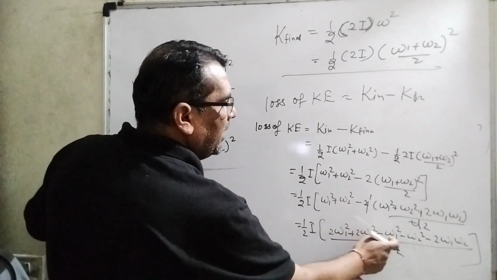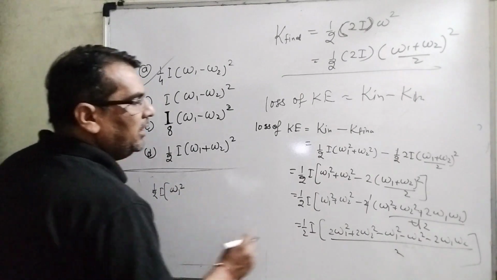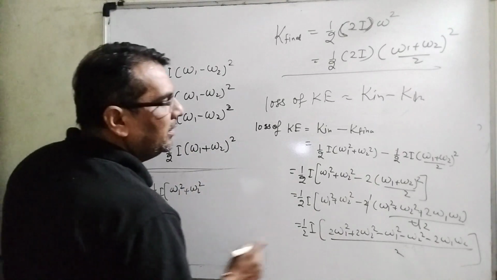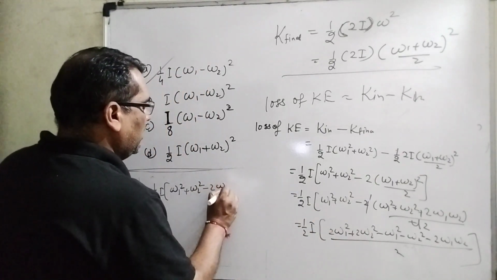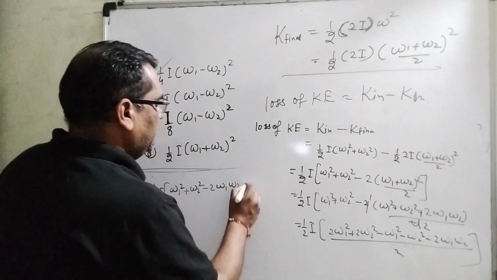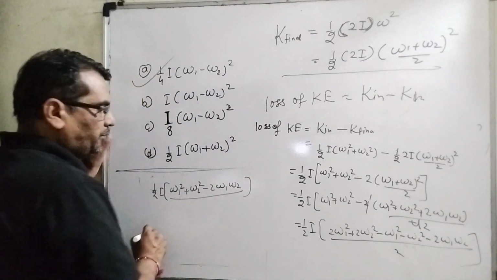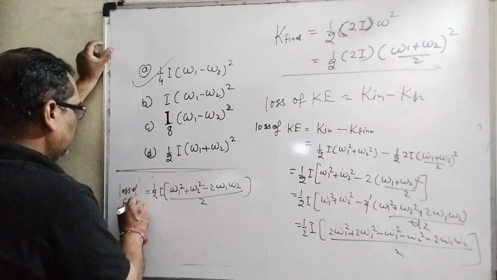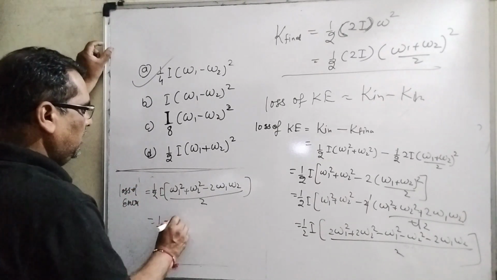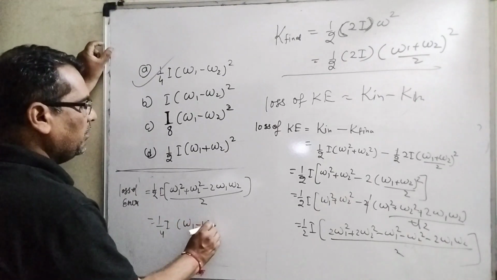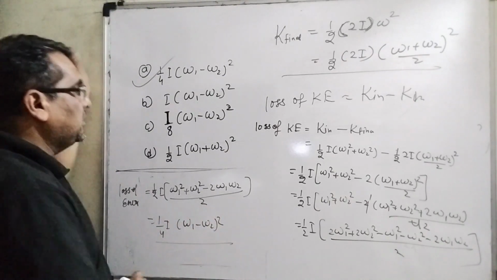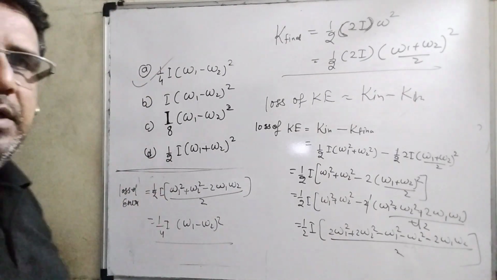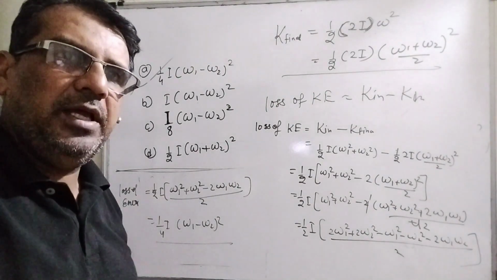Then 1 by 2 I, 2 omega 1 square minus omega 1 square is omega 1 square, and 2 omega 2 square minus omega 2 square becomes omega 2 square, and minus 2 omega 1 omega 2, upon 2. The loss of energy is then 1 by 4 I into omega 1 minus omega 2 whole square. This is the correct answer. Let's see which option is correct here. The first option is correct. I hope you understand this question.